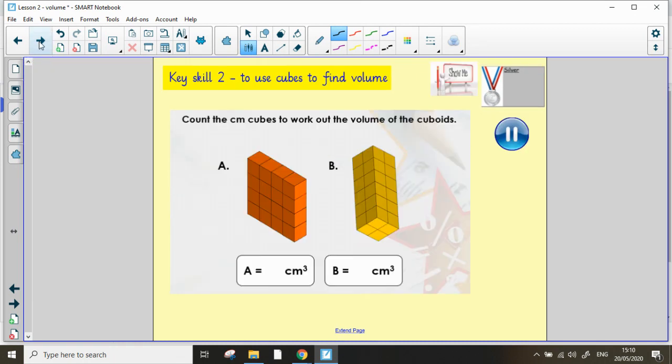Right, we're at the show me slide. So I'd like you to have a go at making the shapes or counting the cubes. You may stop the video now, and when you're ready to check your answer, pause the video. Okay. Shape A is 16 centimetres cubed and shape B is 24 centimetres cubed.